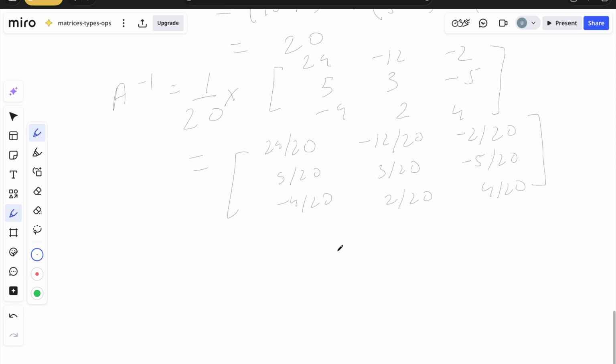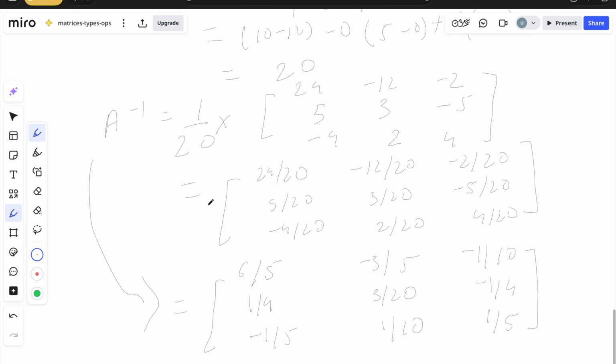Right, if we try and simplify this, this is 4, 6 are 24, 4, 6 by 5, which will be 4 minus 3 by 5, this will become minus 1 by 10, this will become 1 by 4, this will remain same, this is 1 minus 1 by 4, this is minus 1 by 5, this is 1 by 10, and this is 1 by 5. Right, so this is A inverse for you.